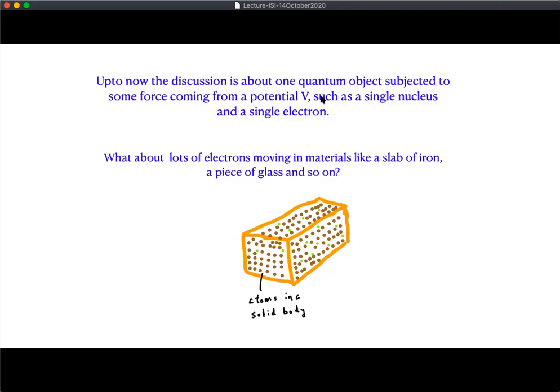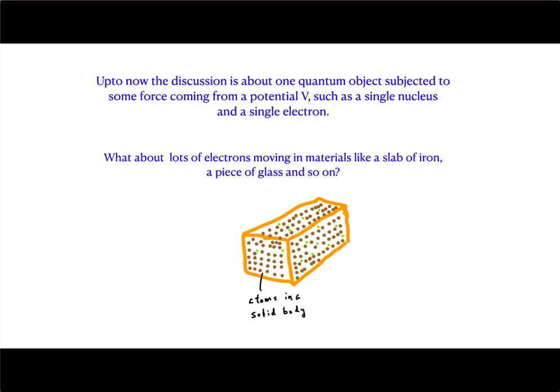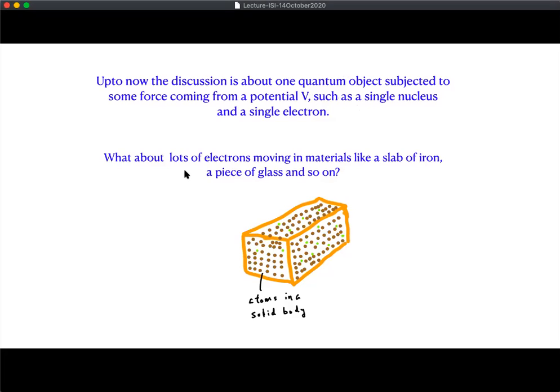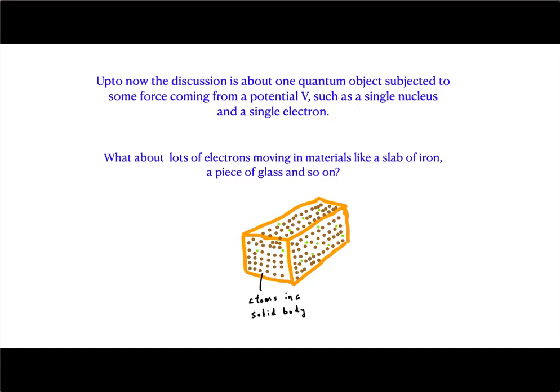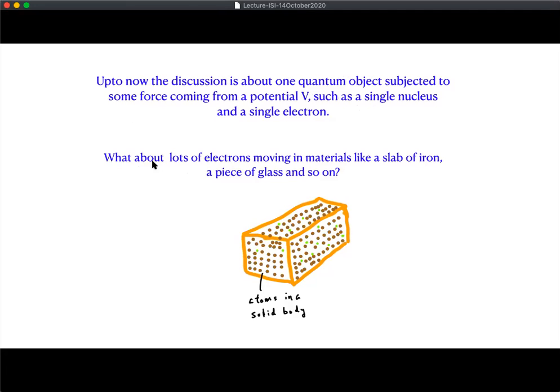So all this description of the Schrodinger equation is just for one quantum object moving in some kind of force field. What if there are lots of atoms and lots of electrons moving around? What happens then? What about the case of lots of electrons moving in a material like a slab of iron or a piece of glass and so on?